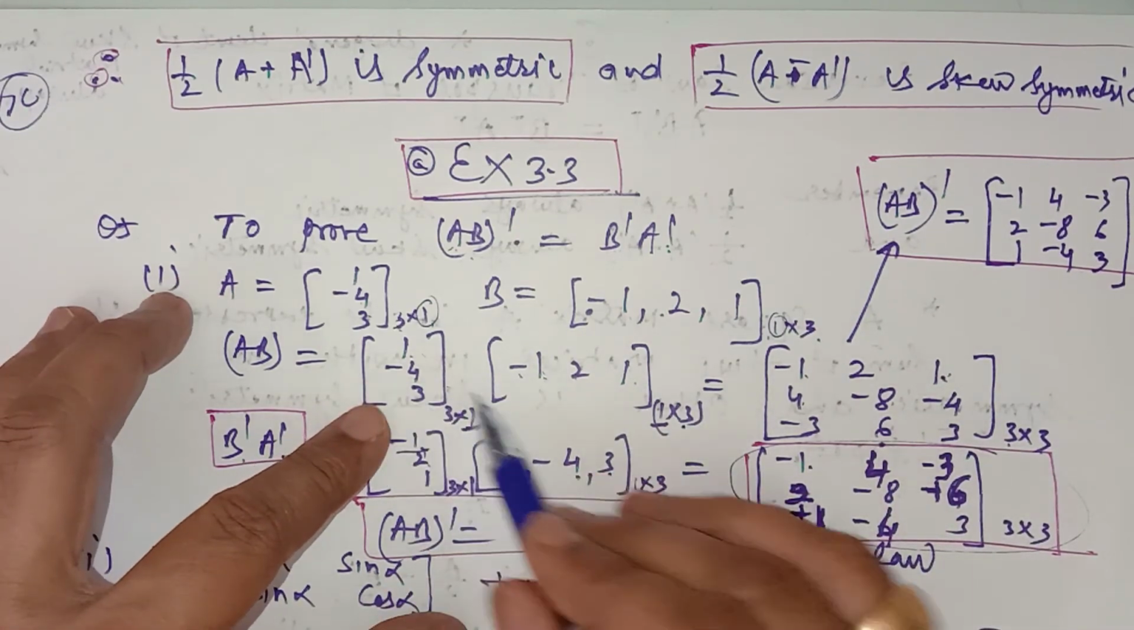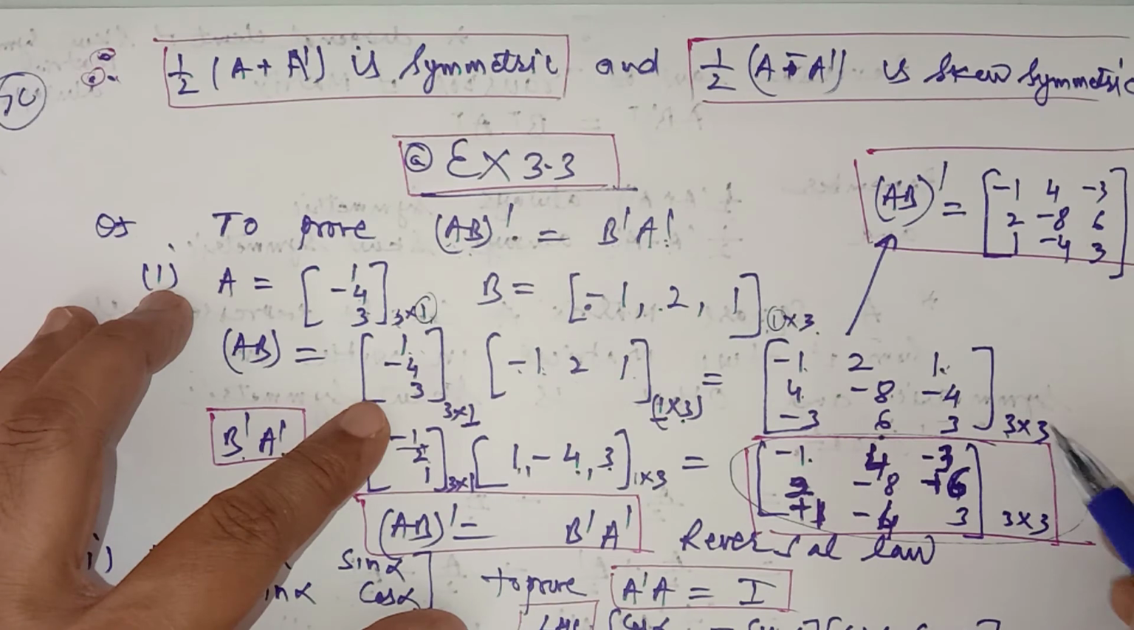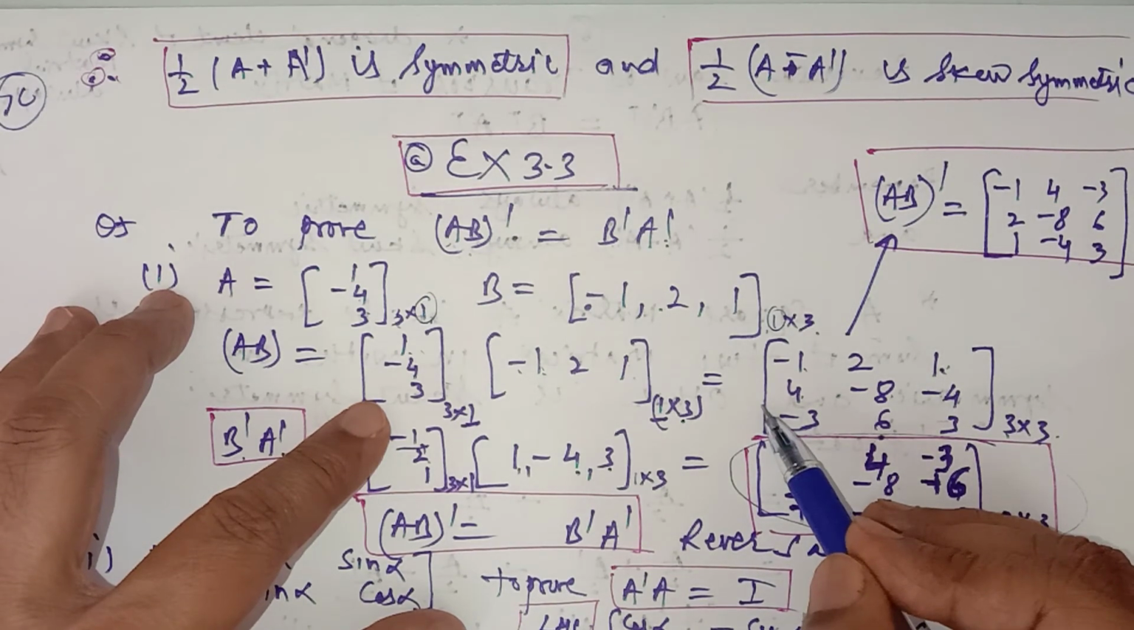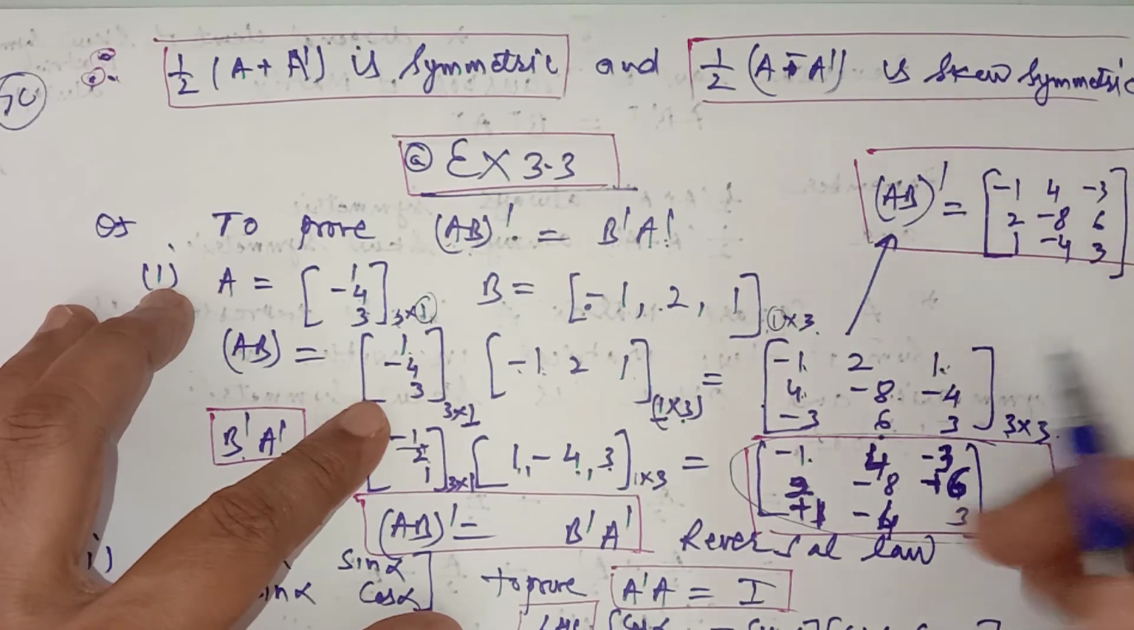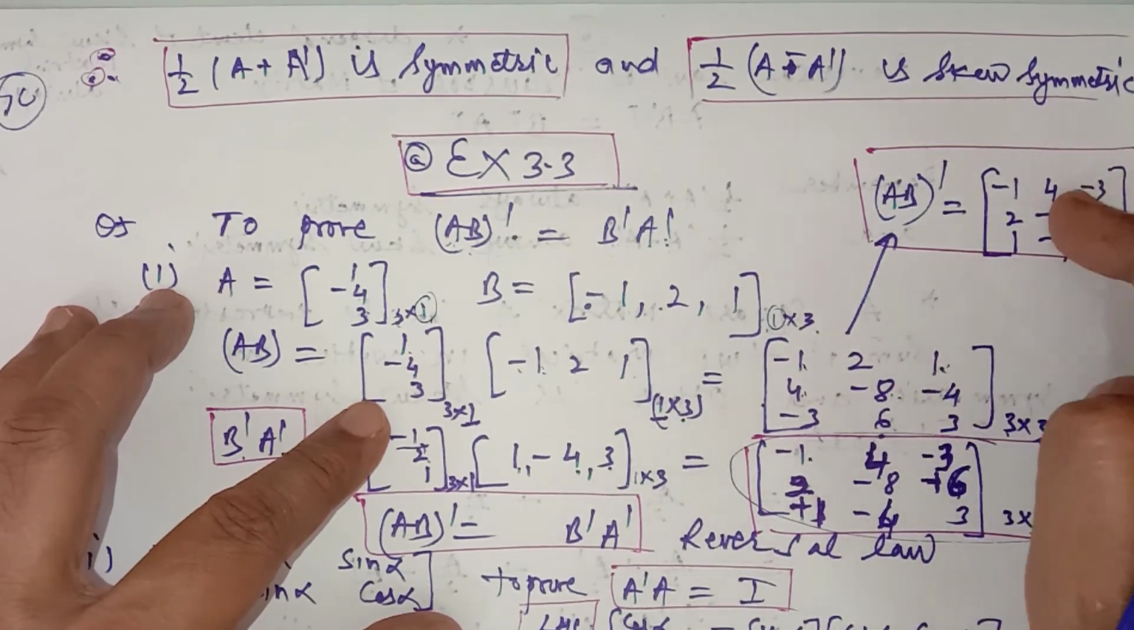So the multiplication of A into B is equal to a 3 by 3 matrix, and the transpose of this will be 1, 2, 1. Take the transpose of AB: rows into columns and columns into rows. Here I have written it.